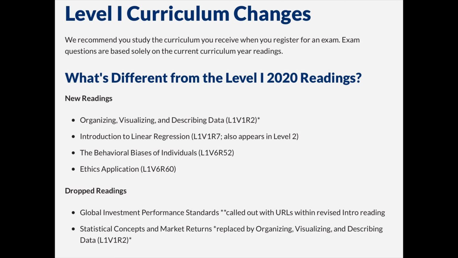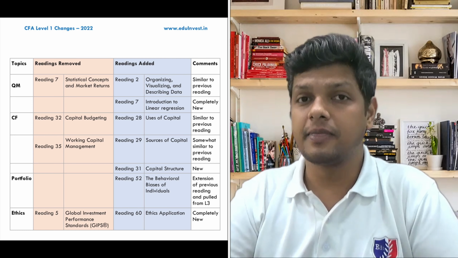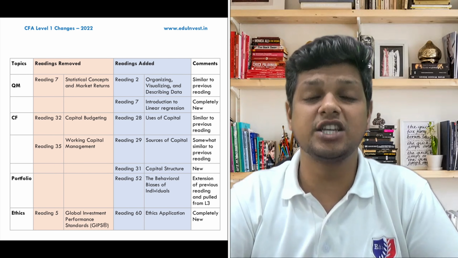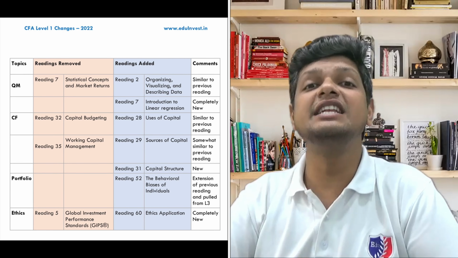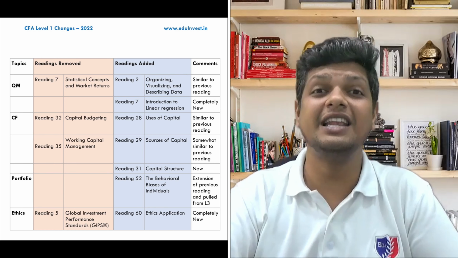As per the Institute, they have dropped 2 readings from Level 1 and added 4 readings. Which are these readings? The first reading they've dropped is from QM, which was reading number 7, Statistical Concepts and Market Returns. Instead of that, they've added 2 readings in QM. The one is organizing and visualizing of data, and the second is linear regression. Yes, you've heard it right, linear regression.